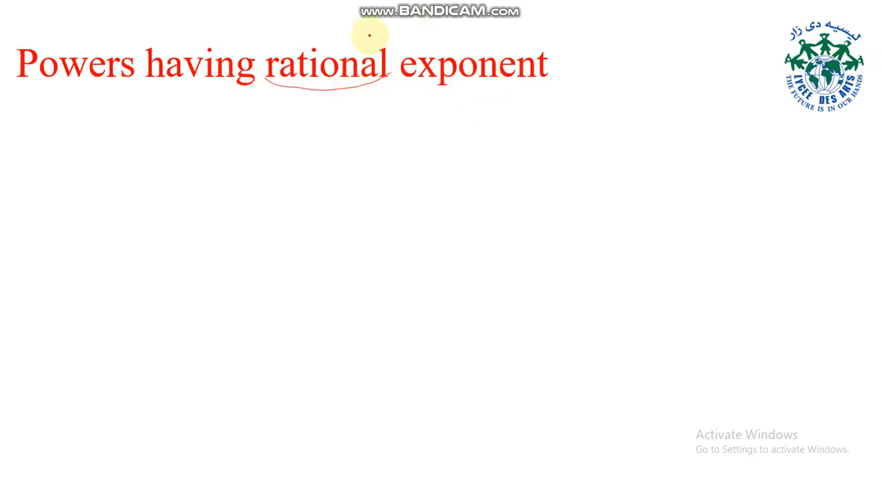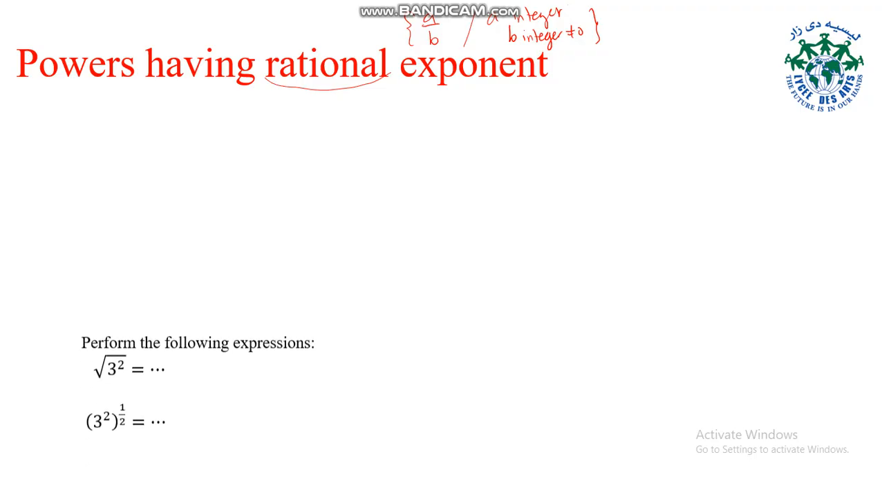What do we mean by a rational number? Rational numbers are any number of the form a over b, where a is an integer and b is a non-zero integer, where a is an integer and b is also an integer but different from 0. So like 3 over 2 or minus 1 over 4 and so on. These are called rational numbers.